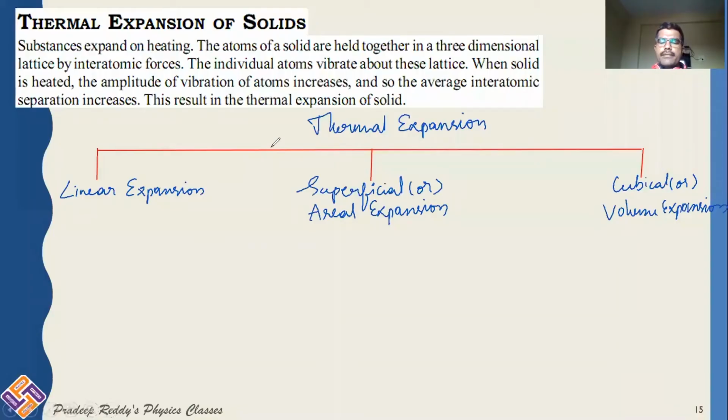So the 3 different types of thermal expansion are: number 1, linear expansion; number 2, superficial expansion or areal expansion; and number 3, cubical expansion or volume expansion. The name itself tells you: linear means along length. If the expansion is along length, it is called linear expansion. If the expansion is along area, it is called superficial or areal expansion. If the expansion is along the volume, it is called cubical expansion.